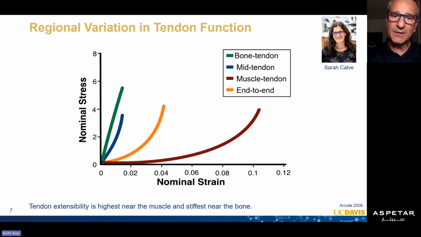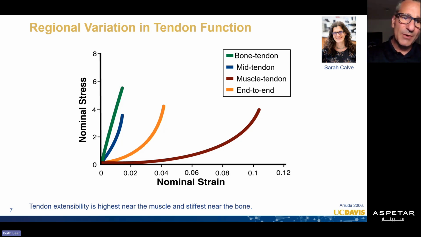This is what was the stress. So stress is how much load there is, and strain is how far we've pulled it. So we would pull it with, say, 2 units of nominal stress, and what we would get is this huge stretch at the muscle end of the tendon.